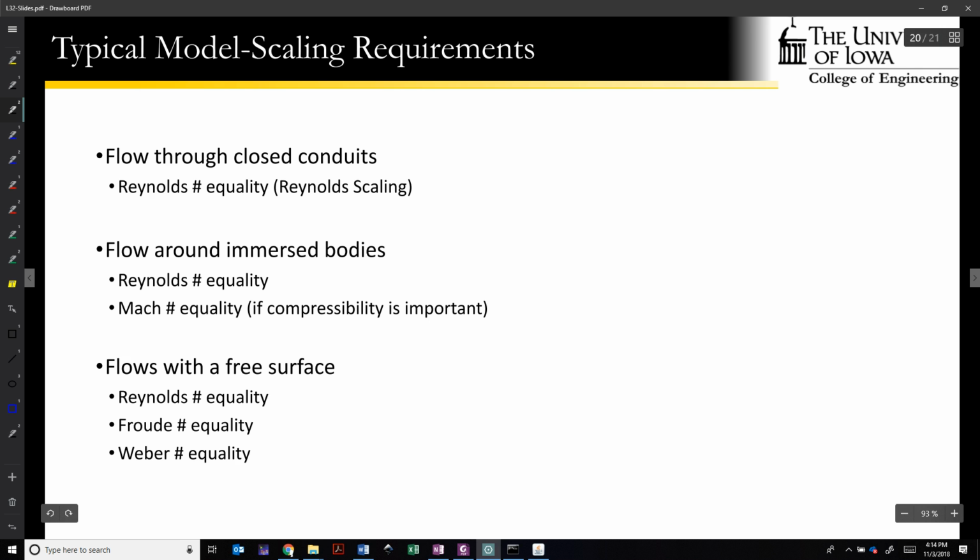For examples like the one we just did, flow around bodies, Reynolds number becomes important, and if compressibility is a big issue, Mach number becomes important. Flows with a free surface, things like flows around ships, flows through rivers, or over dams, ocean environments, etc., we have Reynolds number, Froude number, and the Weber number. All have similarity requirements. In other words, you have to match all of these numbers at model scale and prototype scale.